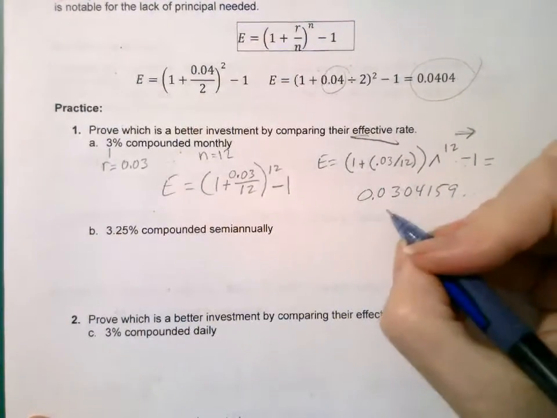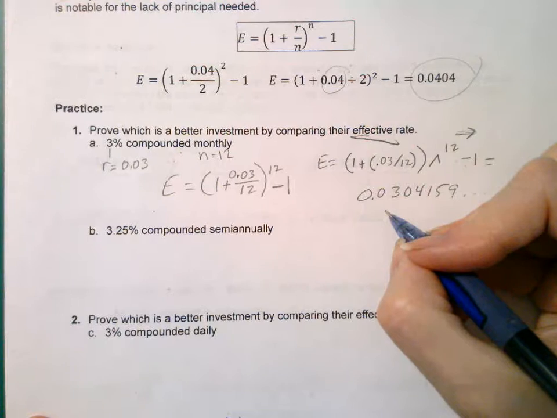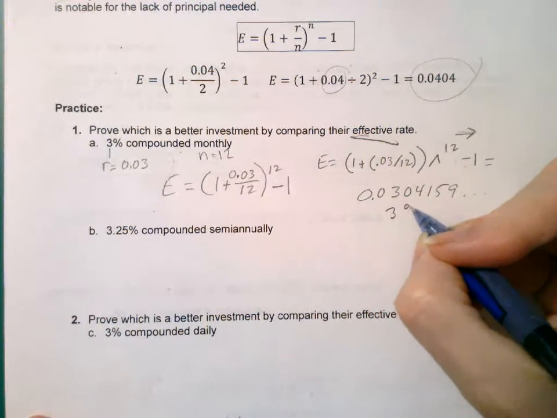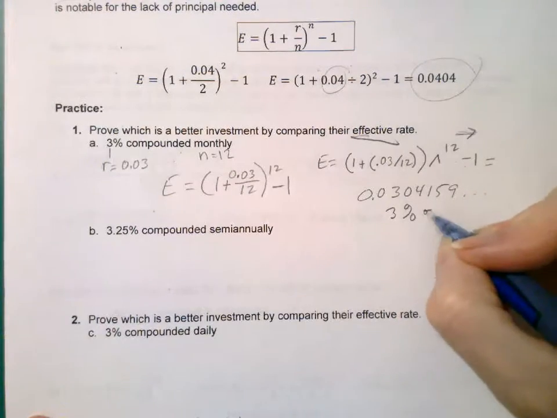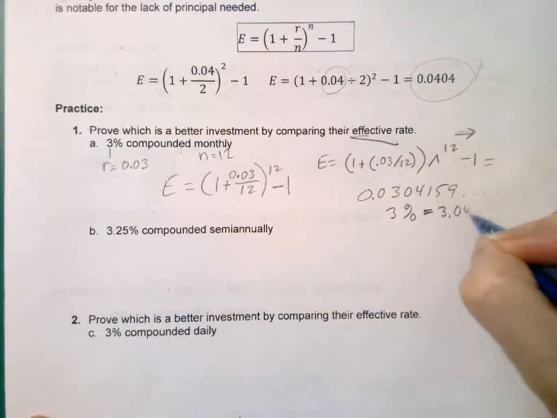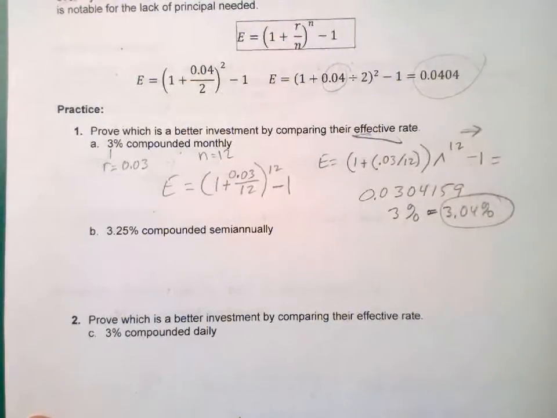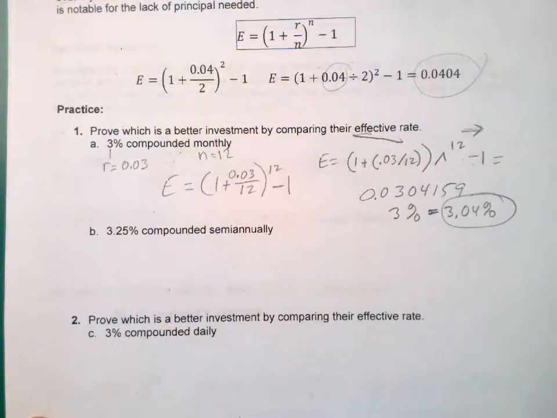0.0304159, and so on. So let's round this. It doesn't give any rounding instructions, but this is basically 3.04%, just in case we have to compare it to something else here.